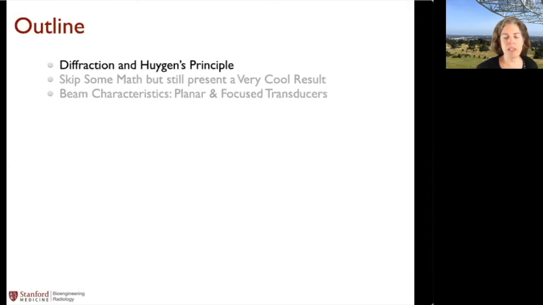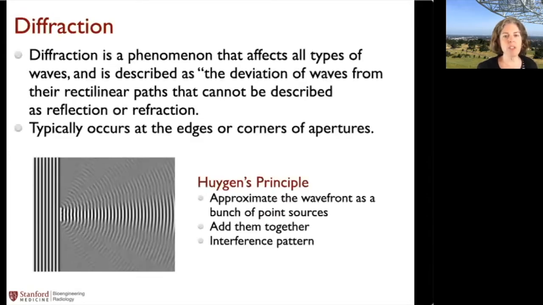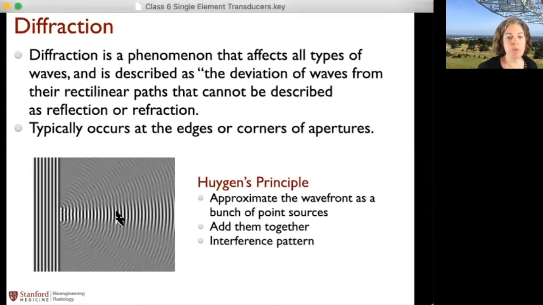Okay, so the basic idea with diffraction first. Diffraction is a phenomenon that affects all types of waves and is described as the deviation of waves from their rectilinear paths that cannot be described as reflection or refraction. In other words, in my mind it goes hand in hand with Huygens' principle, which says that you can approximate any wavefront as a bunch of point sources. In this example, there's a slit and much of the plane wave is just stopped, but what gets through the slit is approximated as 4 point sources.